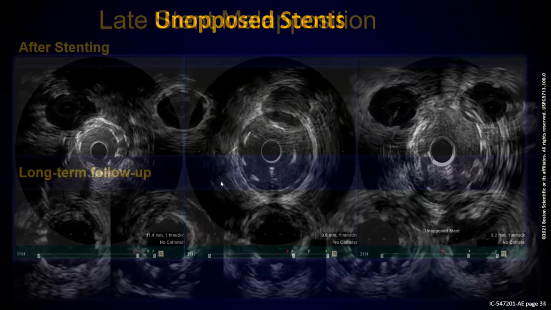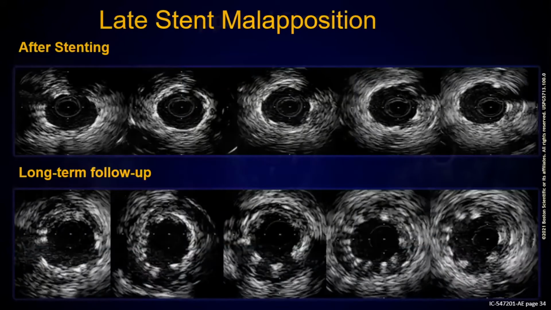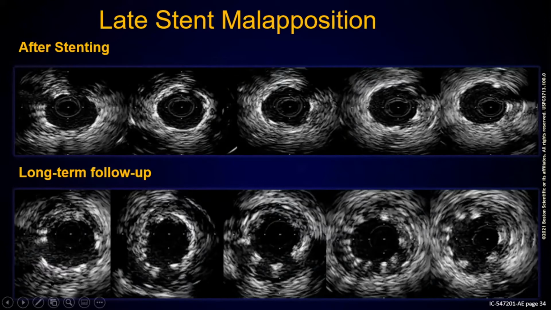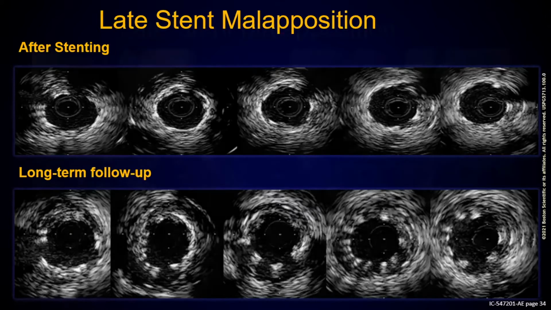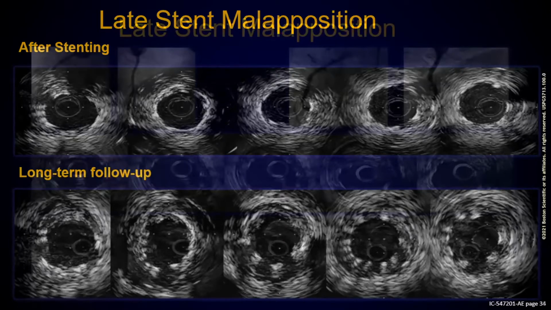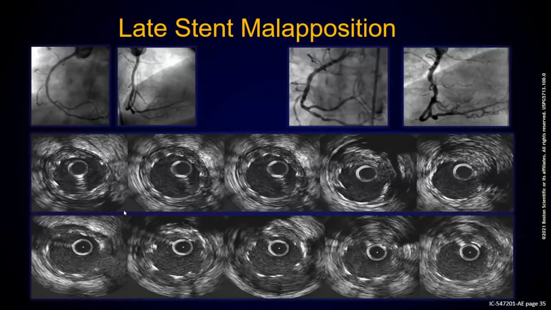And this is an example of LAD stent malapposition, where you could see in the bottom panel that the struts are not opposed to the wall of the artery. This is immediately after stenting, and this is long-term follow-up after 12 months. And this is again LAD stent malapposition. You could see a clear difference between the stent struts and the wall of the artery. And you can also appreciate that on angiography.